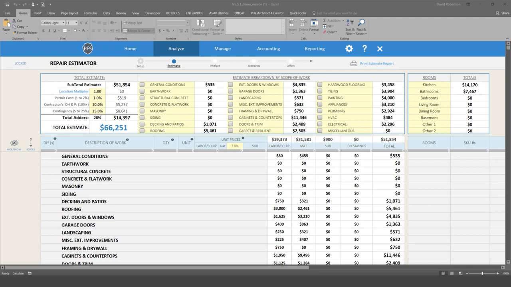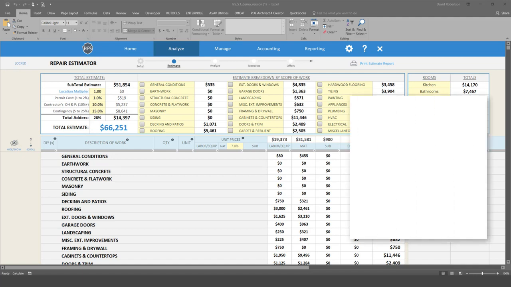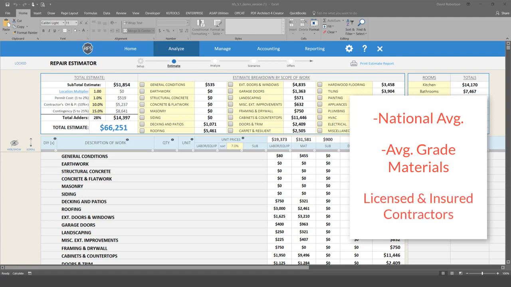The Repair Cost Estimator is pre-built with 24 scopes of work and roughly 400 common work items that you will find on a typical rehab project. Each of these work items include estimated unit prices for labor, material, and subcontracted work based upon our experience as professional cost estimators, rehabbers, and the national average construction cost information backed by RS Means construction data. The prices included assume average grade construction materials, which is a step above builder grade, but a step below custom materials, and it's assumed that these materials will be installed by licensed and insured contractors.